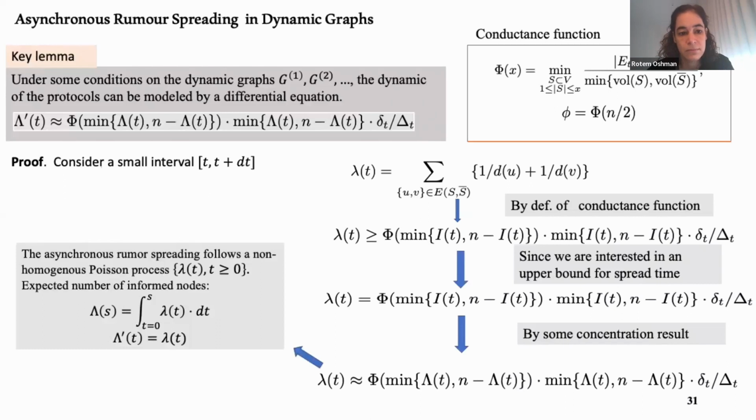The last step is to define a non-homogeneous Poisson process denoted by lambda t and apply the standard result in this area. So we will have that the derivative of capital lambda is equal to lambda t, and the proof is completed.